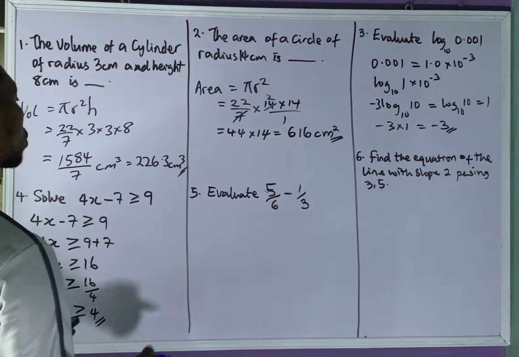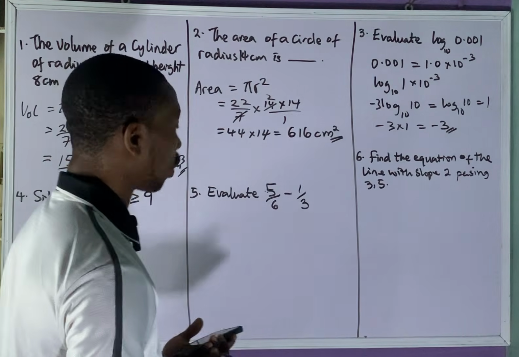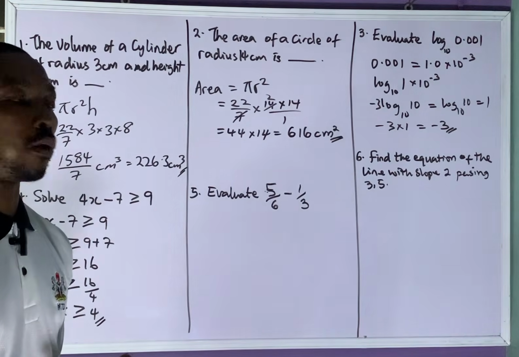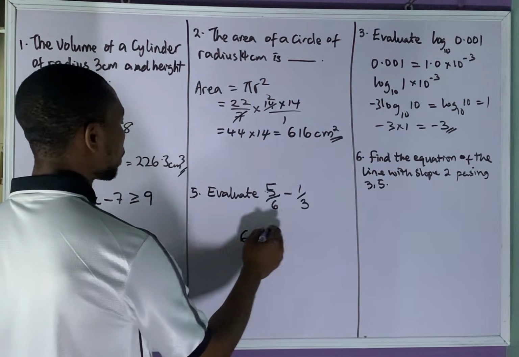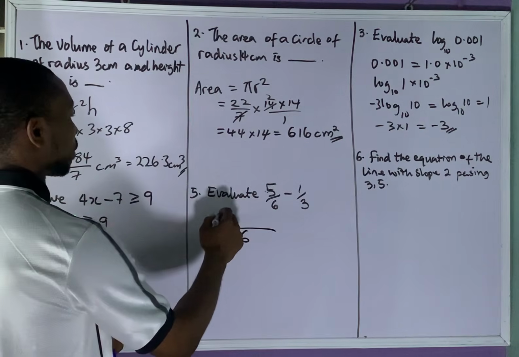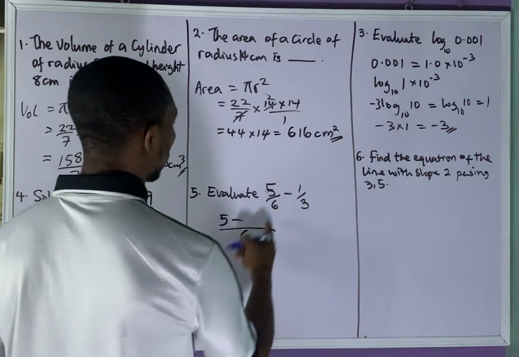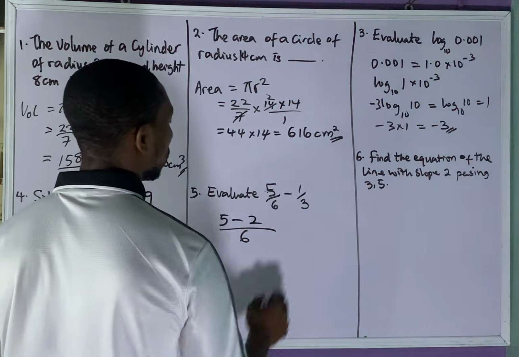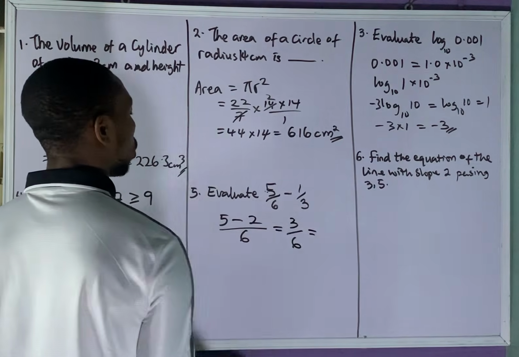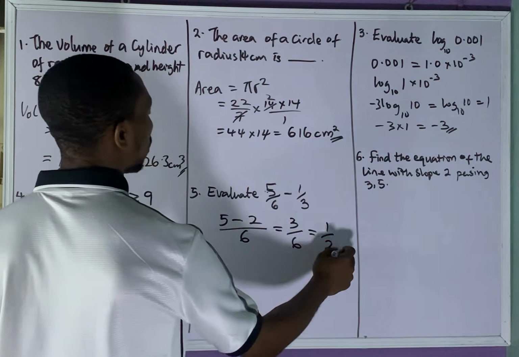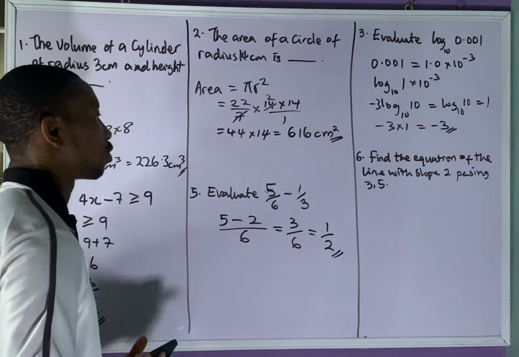The next one says evaluate 5/6 minus 1/3. In order to evaluate this, we would first of all find our LCM. Our LCM of 6 and 3 will be 6. So 6 into 6 is 1 times 5, minus 3 into 6, 2, times 1 is 2. So this gives us 5 minus 2 is 3/6. Its lowest term will be 1/2. So 5/6 minus 1/3 would give us 1/2.